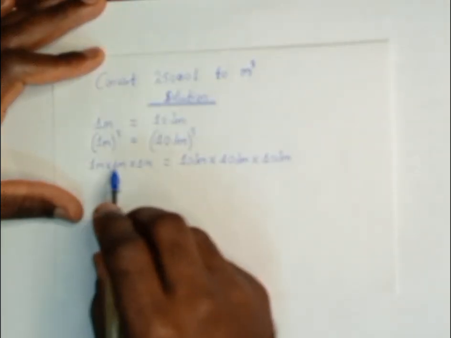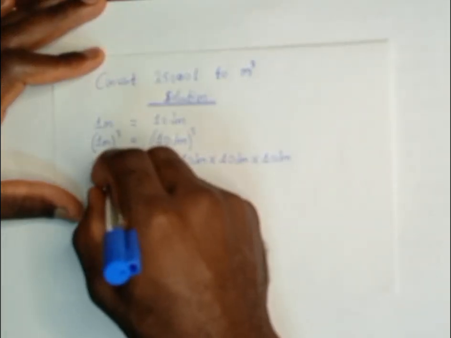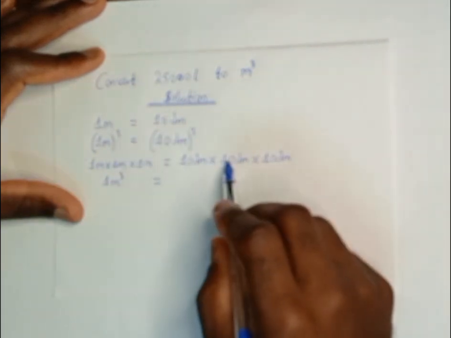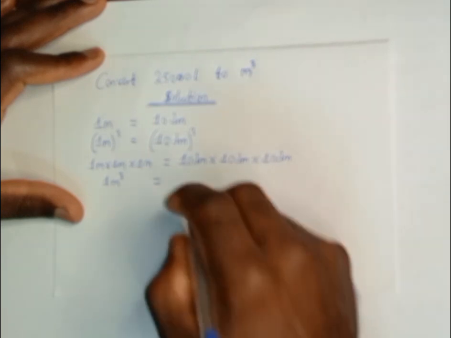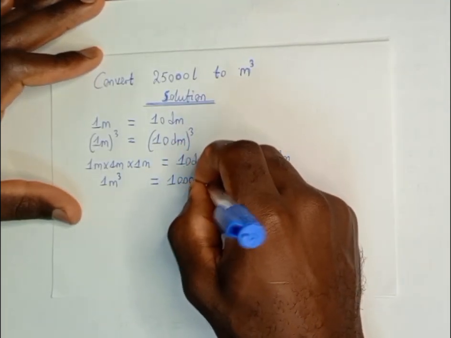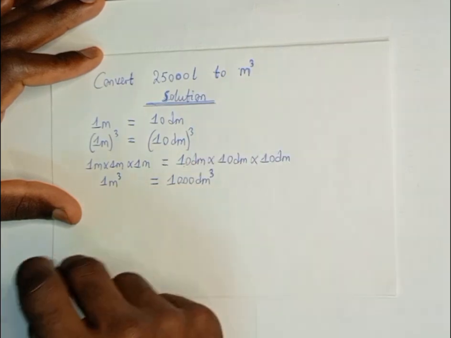1 meter times 1 meter times 1 meter will give us 1 meter cube, equal to 10 decimeter times 10 decimeter times 10 decimeter. This will give us 1000 decimeter cube.